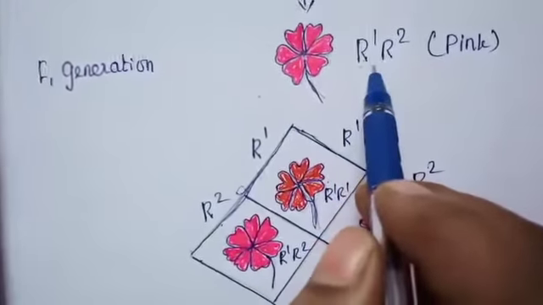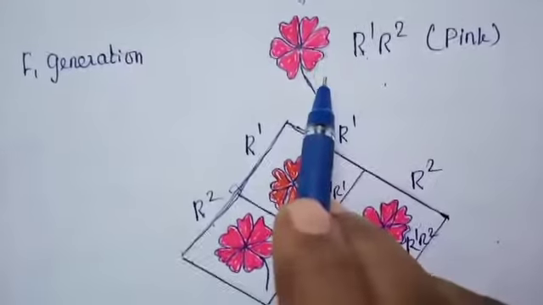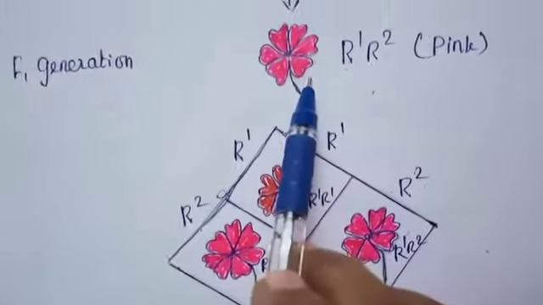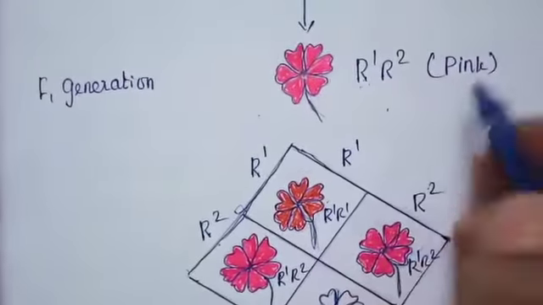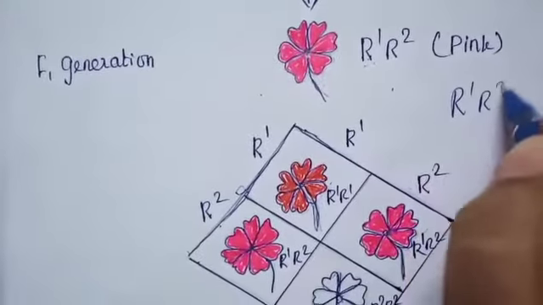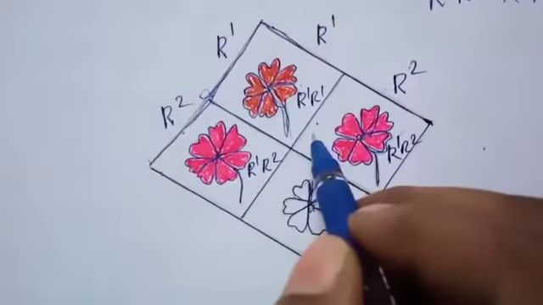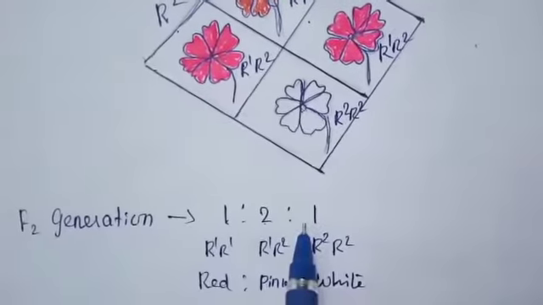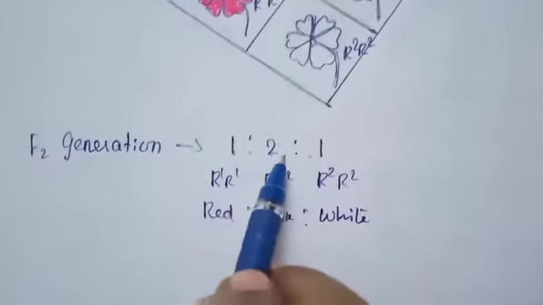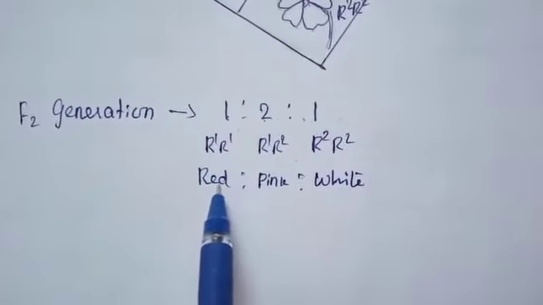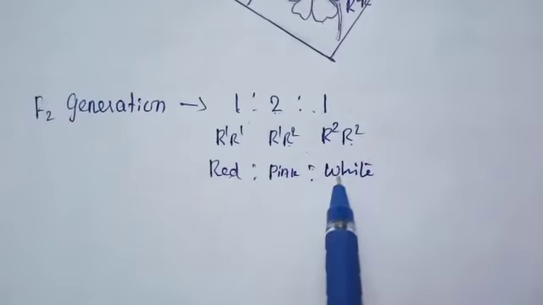The F1 heterozygous phenotype differs from both parental homozygous phenotypes. So the F1 generation produces an intermediate phenotype, pink color flower. When the pink color flowers of the F1 generation were interbred, which means selfing, R1 R2 crossed with R1 R2, this is the checkerboard method. The F2 generation ratio is 1:2:1. So the F2 generation phenotypic and genotypic ratios were the same. One R1 R1 red color flower, 2 R1 R2 pink color flowers, then 1 R2 R2 white color flowers.